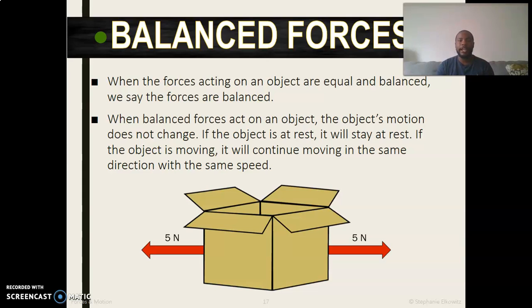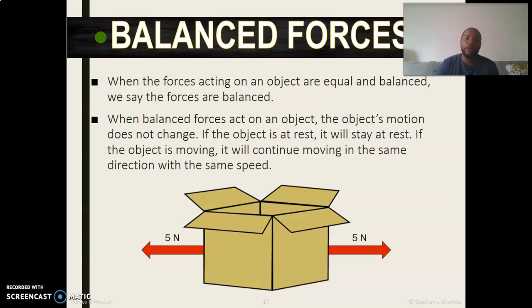There's no net move, there's no movement. If we're looking around us and we see a pencil on our table and that pencil is standing exactly still, it's at rest, it's balanced. The object's motion did not change. It's staying at rest and it will remain at rest until something else comes in contact with it. So a balanced force is when an object is completely at rest, when it's not moving. The object stays the same and it will remain the same.